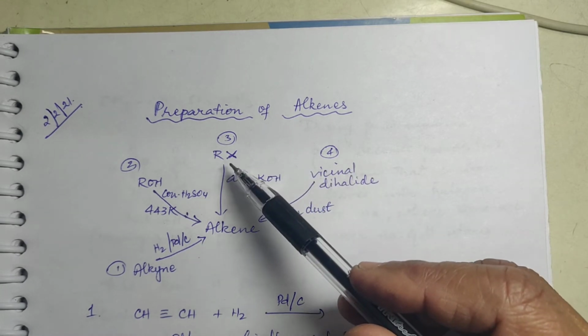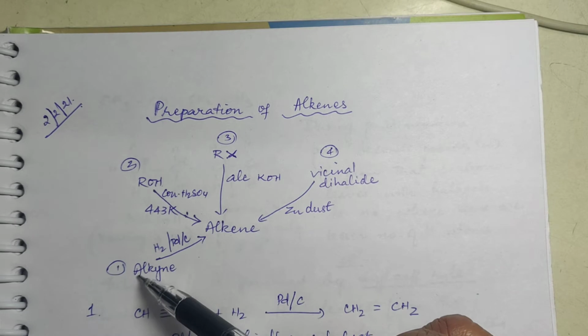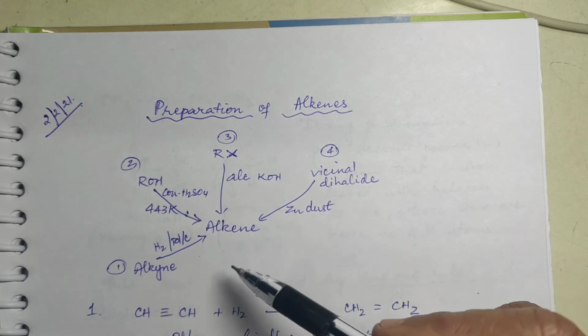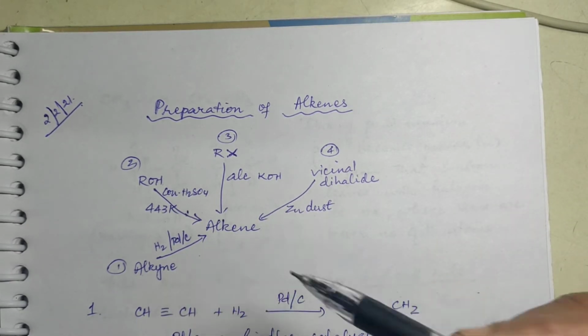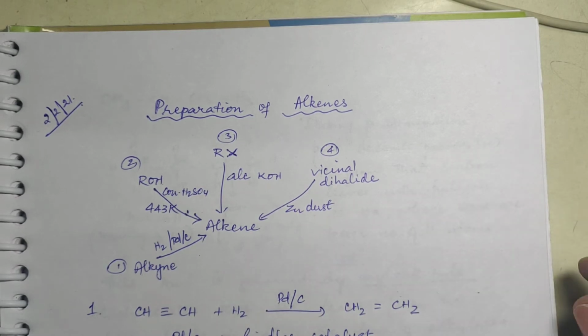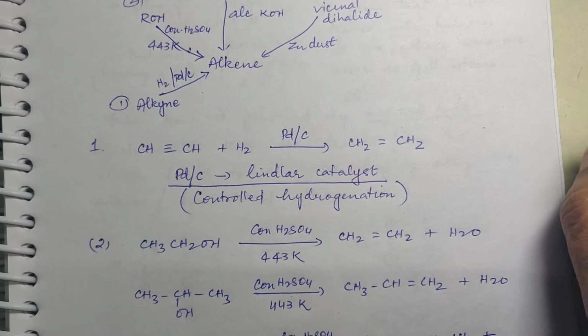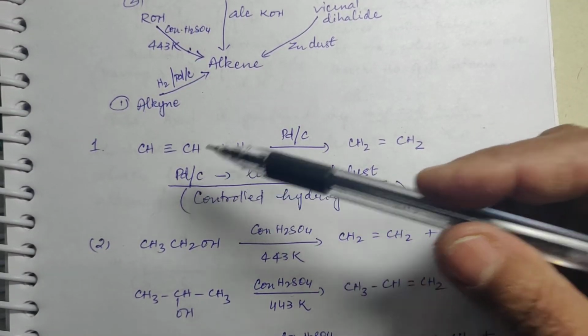You can prepare it from alkyl halide, alcohol, and then alkyne also can give you alkene, and apart from that vicinal dihalide can also give you an alkene. Now let us discuss one by one in detail. Okay, so let us see first of all alkyne. Now ethyne I have taken.